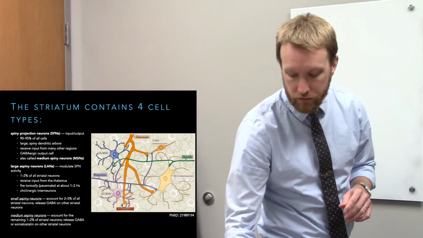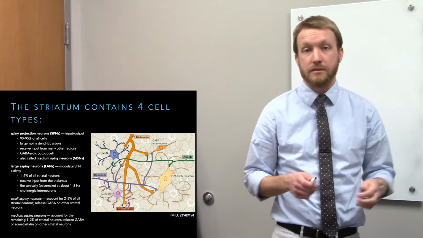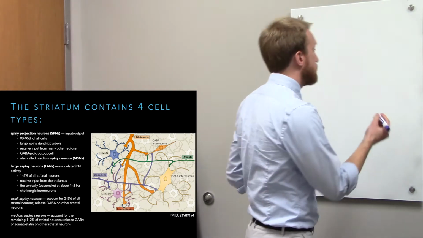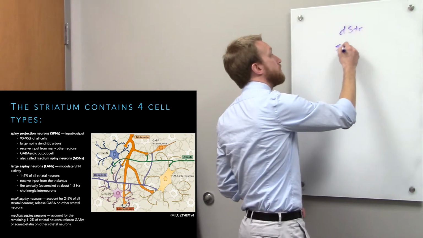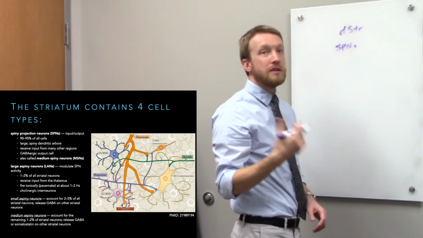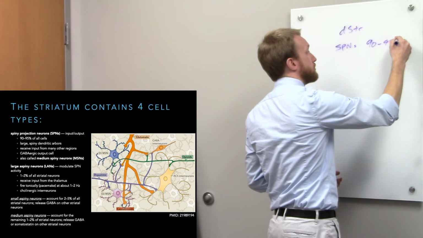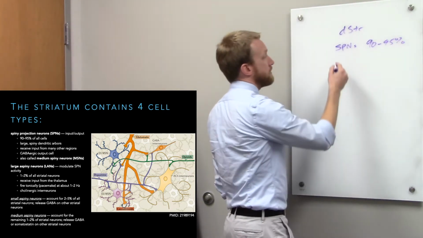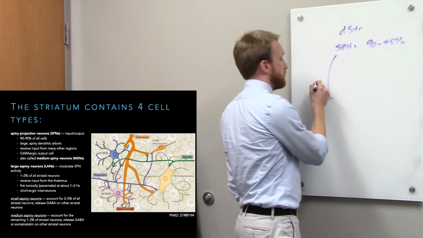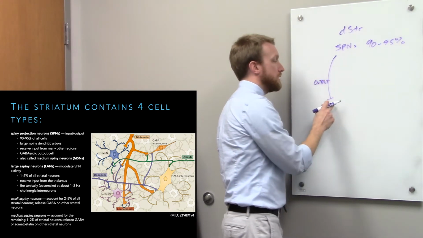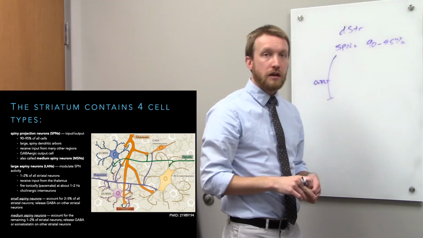We also have the large aspiny neurons and the small and medium aspiny neurons. So in the striatum, spiny projection neurons are going to account for anywhere between 90 to 95% of all the cells there. That's why if you had to know one, this would be the one. Spiny projection neurons are going to project along a couple different pathways, but these are going to be the output. It's going to be GABAergic, so we're going to be inhibiting whatever they project to. We'll draw these out in just a bit.